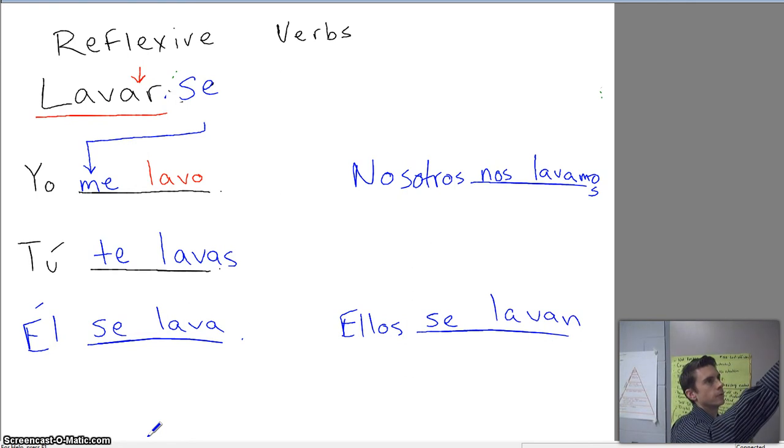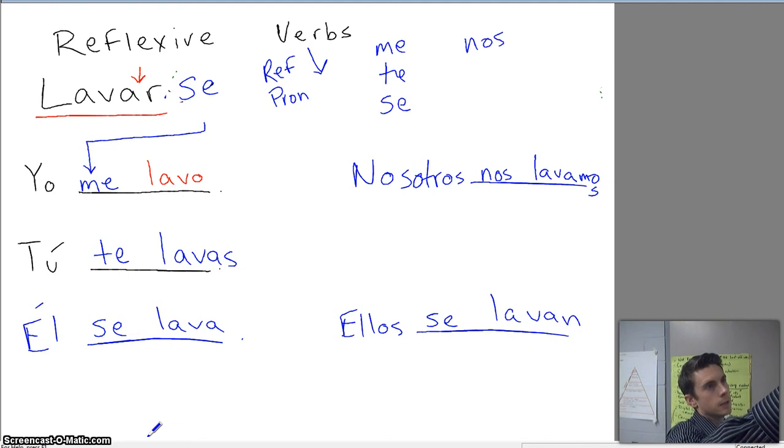So reflexive verbs have reflexive pronouns. Those reflexive pronouns are me, te, se, nos, and se. Those are your reflexive pronouns. Conjugations work the same in that our ending is based on what type of verb we have. If it's an AR verb, it'll be o, as, a, amos, an, just like in Spanish 1. ER, IR verbs, o, es, e, emos or imos, en, those same endings that you were familiar with. The only change is that we've had to bring the reflexive pronoun in front of our conjugated verb.